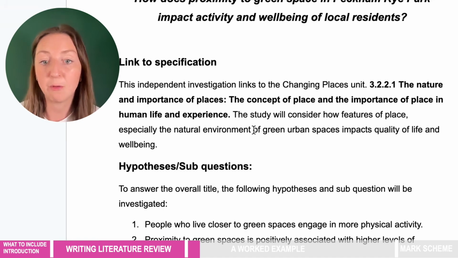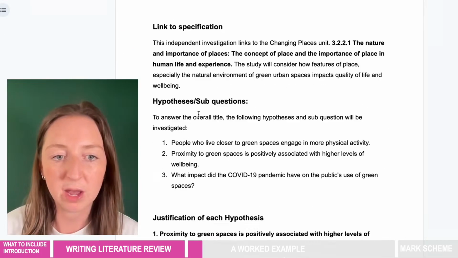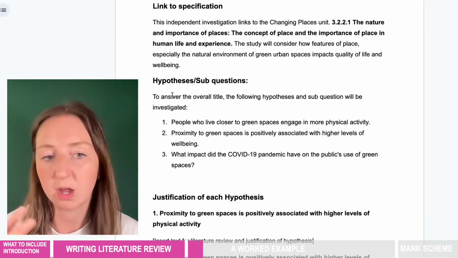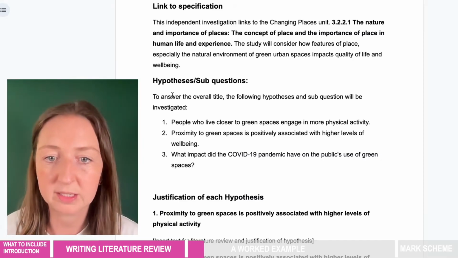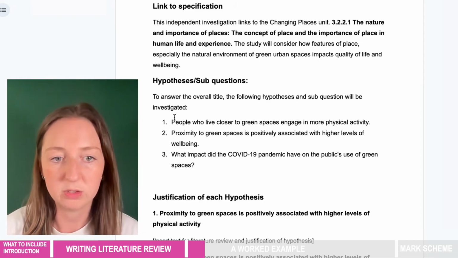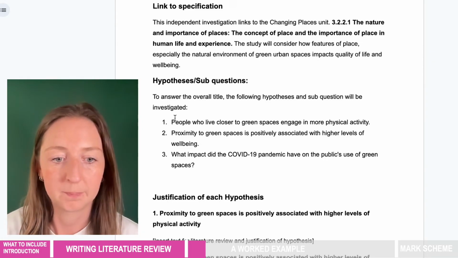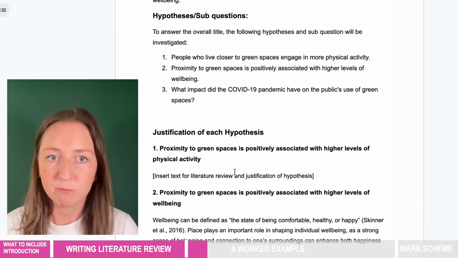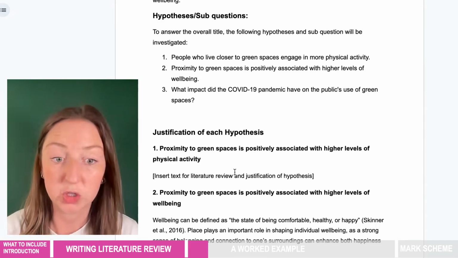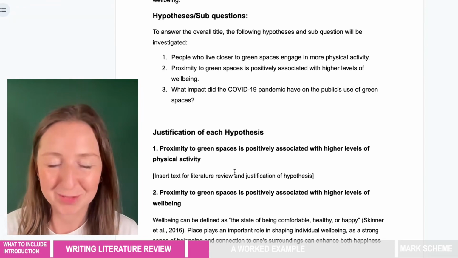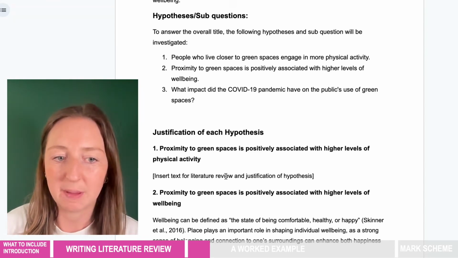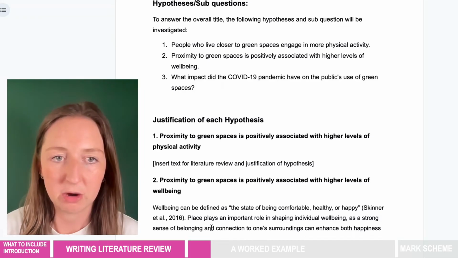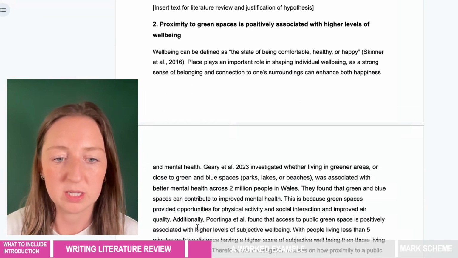The study will consider how features of place, especially the natural environment of green urban spaces, impact quality of life and well-being. I then have my hypotheses and the sub-questions. So to answer my overall title, the following hypotheses and sub-question will be investigated. 1, 2, and 3. Nice and clear for the examiner. Then the next section is justifying each hypothesis. Now I've written a sample one for hypothesis 2, which I'll talk to you about. I haven't included justifications for all of them, but you would include a paragraph under your first hypothesis, a paragraph under your second one to justify the hypotheses, and then you'd have your third one.